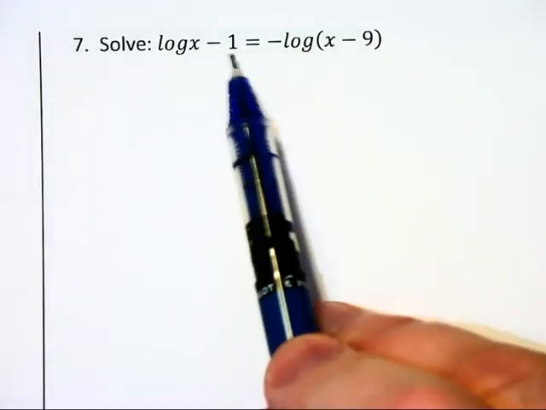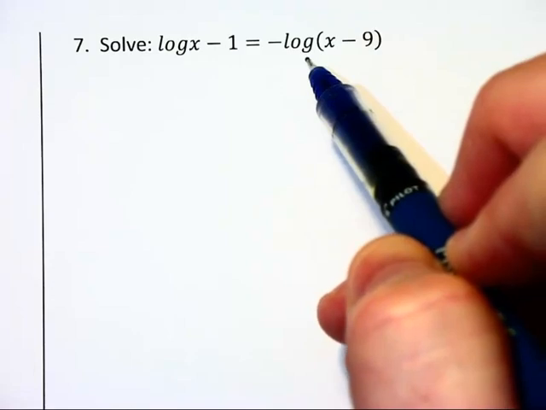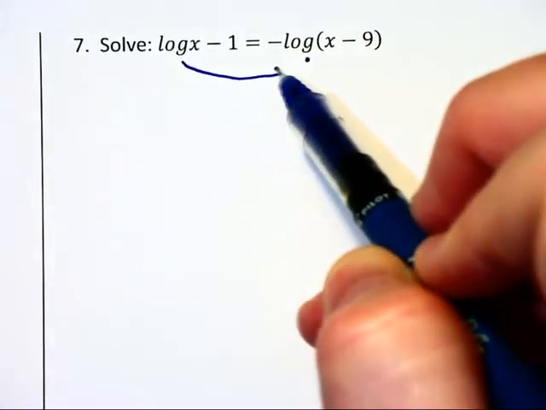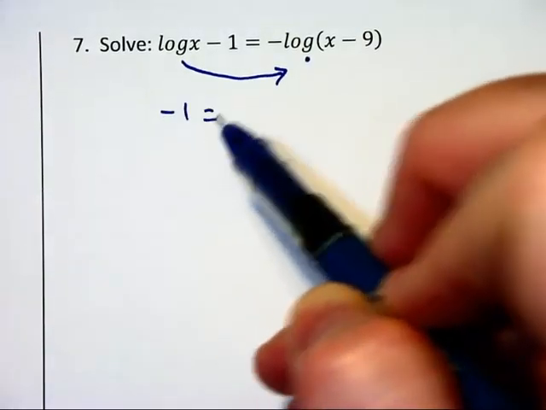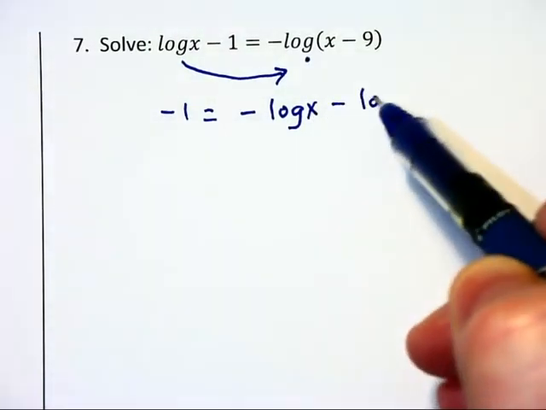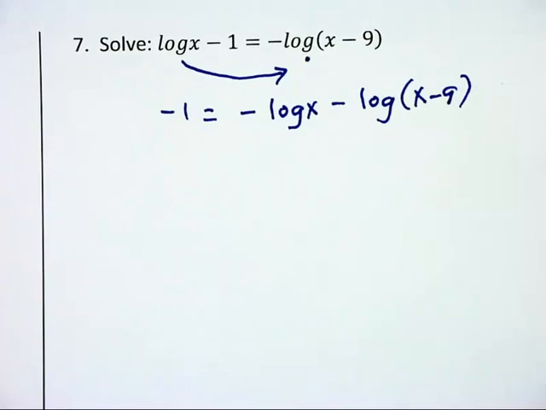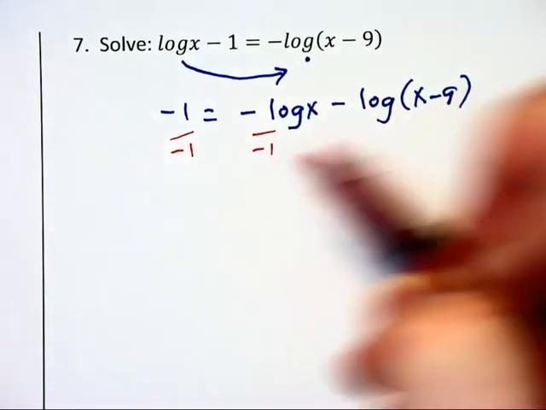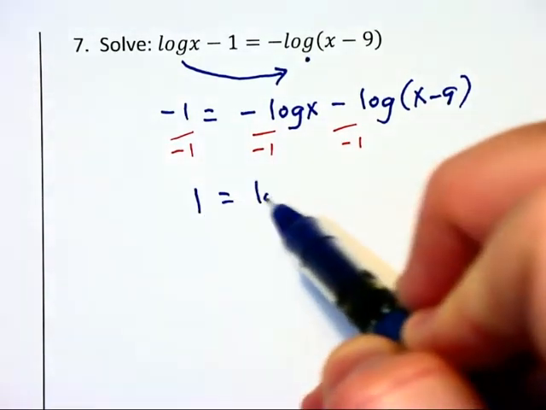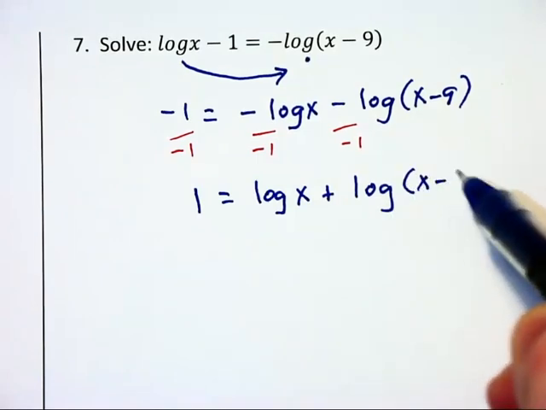Now let's solve a logarithmic equation. I see two logs, but I've also got that negative 1 by itself. So I'm going to choose to get all the logs to one side, and I think I'm going to do that by bringing the 1 on the left to the right, so I can have negative 1 equals negative log x minus the log of x minus 9. Now I don't like all those negative signs, so I'm going to divide all the way through by negative 1 and rewrite this as 1 equals the log of x plus the log of x minus 9.